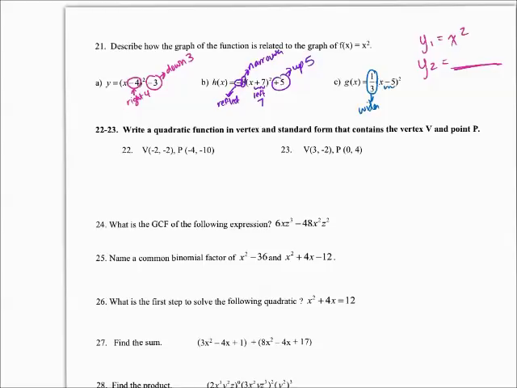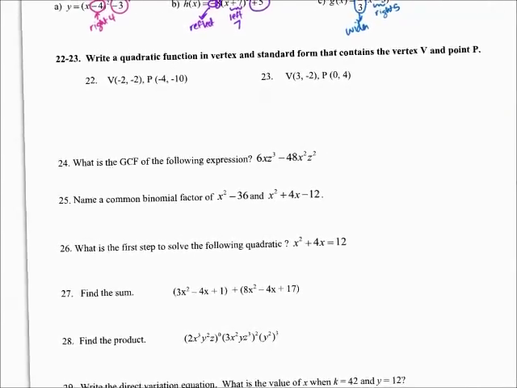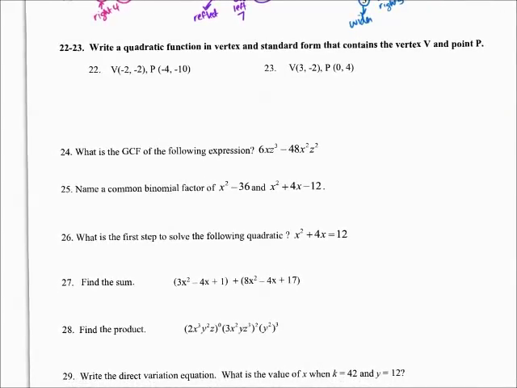This -5 in parentheses means that it's going to shift to the right 5. Number 22 and number 23, you probably want to look at your formula chart, because we are going to write these equations in vertex form, and then we are going to transform them to standard form. So I'm going to write the formula up here. So there's the formula. Anytime you have a vertex and a point, you always want to start by finding A. And I like to label my point. So my vertex is the H and the K, and then the point is the X and the Y.